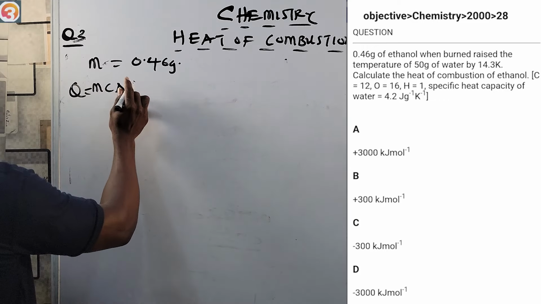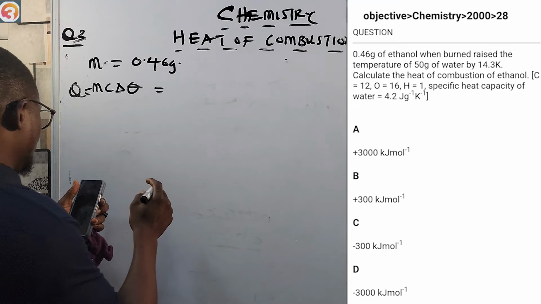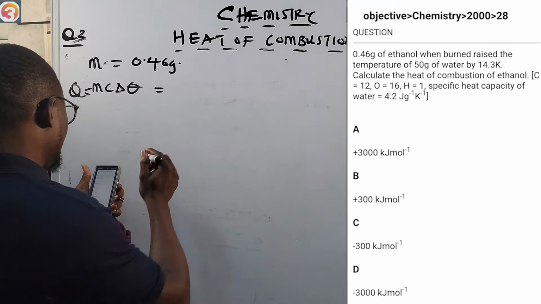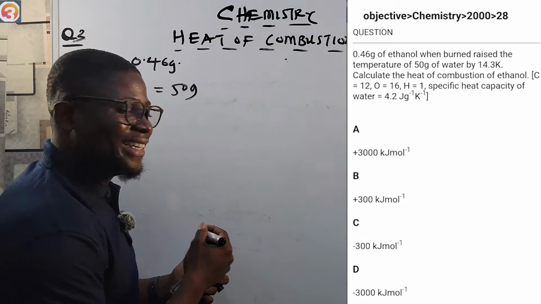Quantity of it is what? MC what? Delta what? Theta. Okay? Our mass is what? From the question there, what's our mass now? 50 gram.